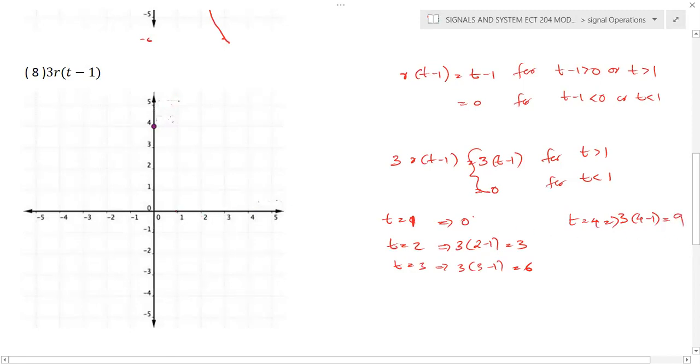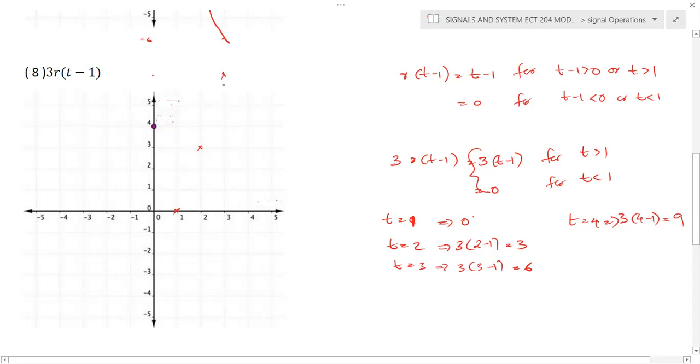So we'll get, at t is equal to 1, the signal starts. At t is equal to 1, the function magnitude is 0. And when t is equal to 2, it is 3. So here it is 3. When t is equal to 3, the function magnitude is 6. So at this particular point, the signal magnitude is 6.